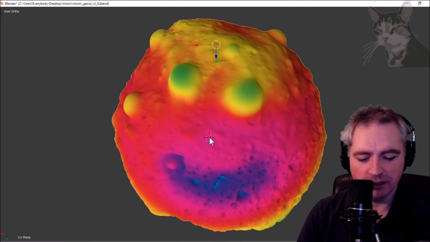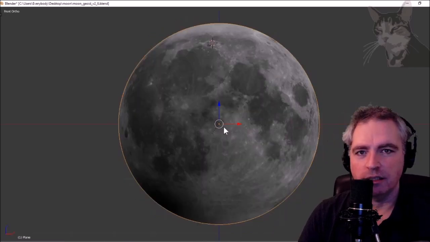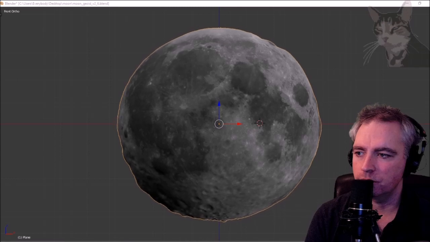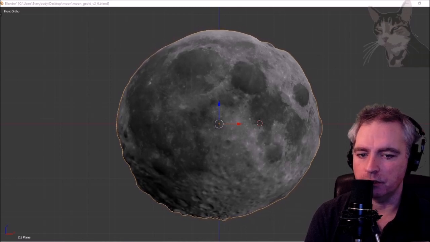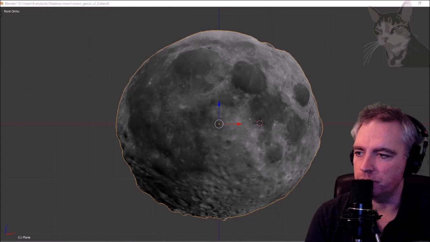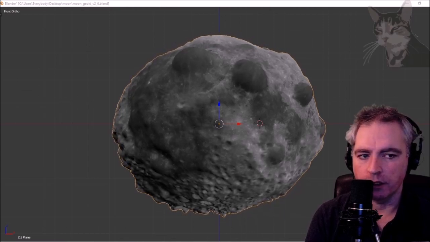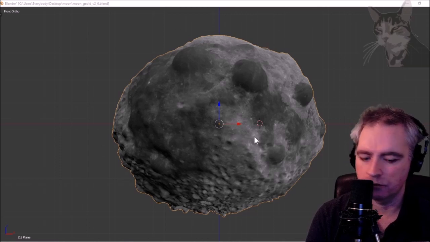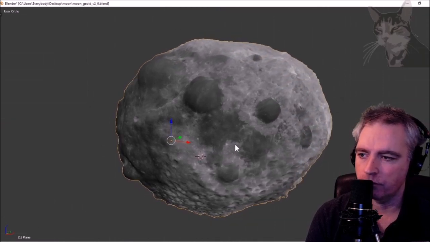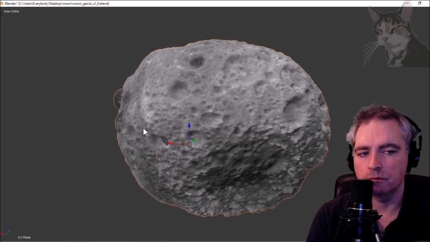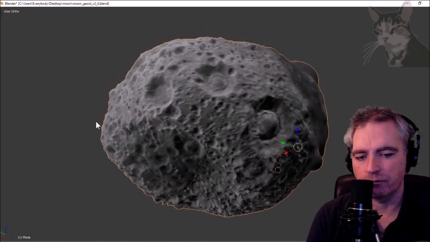Okay, let's look at it a little bit more in context there. That's the moon. You know what the moon looks like. Now I'm going to apply the GRGM1200A to that. Let's have a look. Okay, so that's at about multiplied by 50. Now multiplied by 100. That's the moon gravitational model.